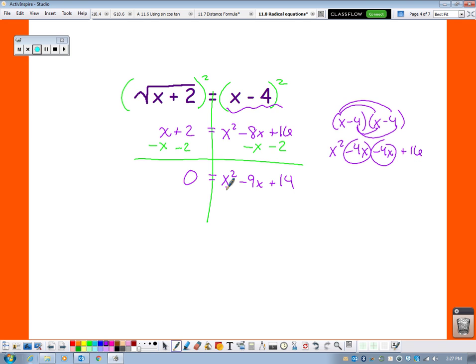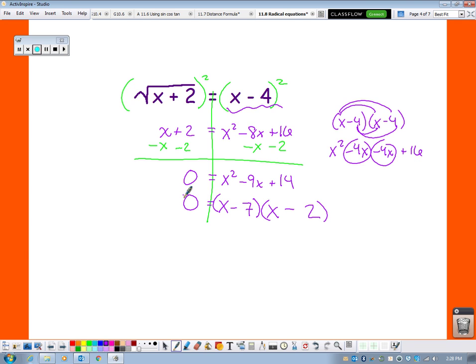We can celebrate that there's no coefficient other than 1 in front of x squared. So we can look at the 14 and say, hey, are there numbers that multiply to 14 and add to 9? Yes, there are. So we're going to make our parentheses. We can put our x's right in there. What numbers multiply to 14 and add to 9? 7 and 2. Signs are the same. Signs are both negative.